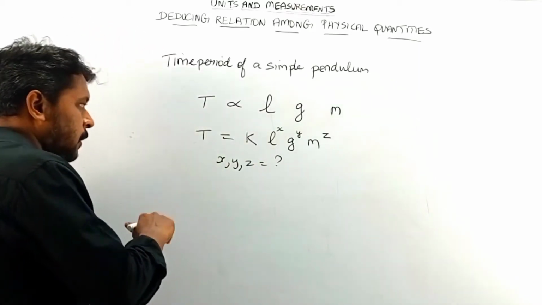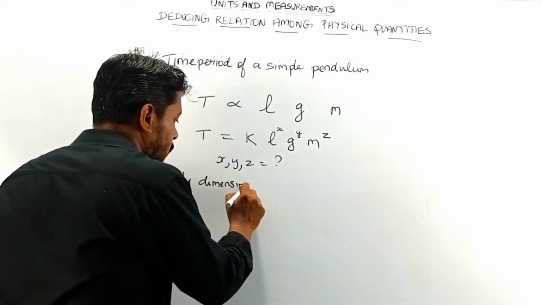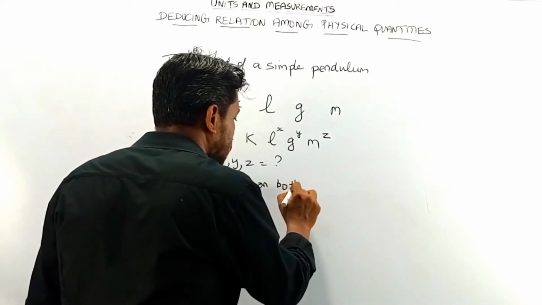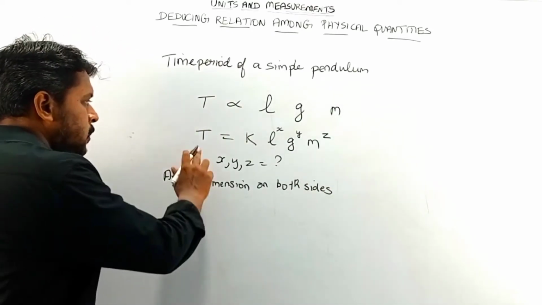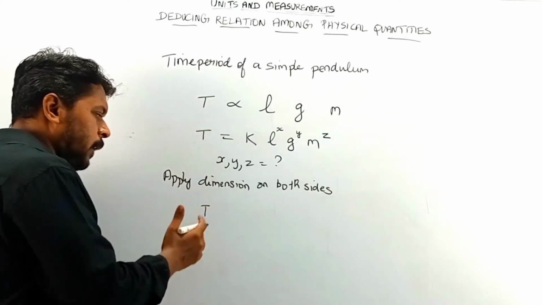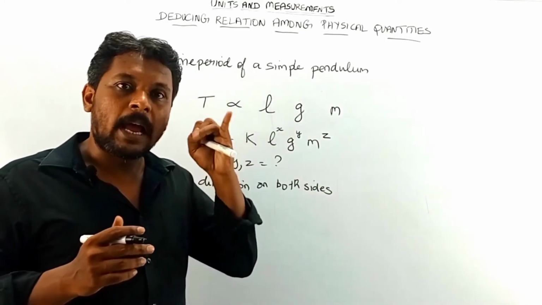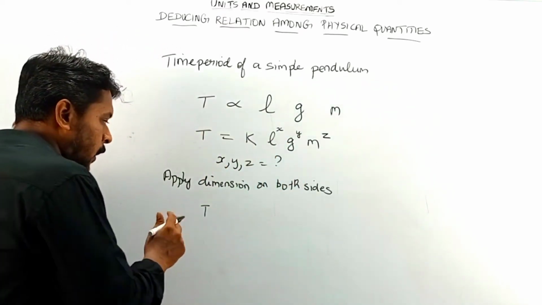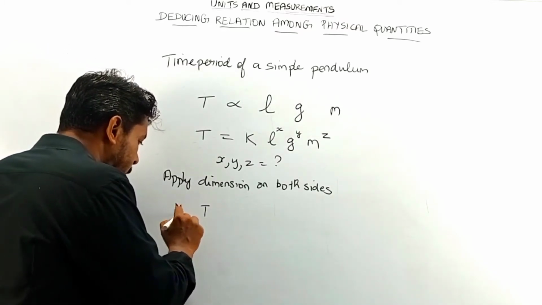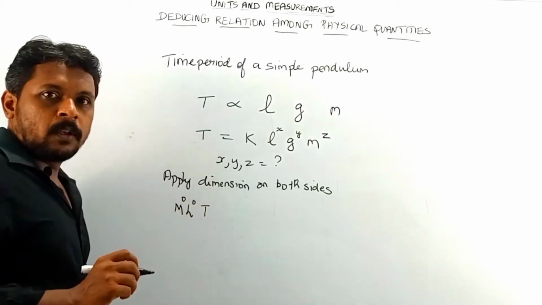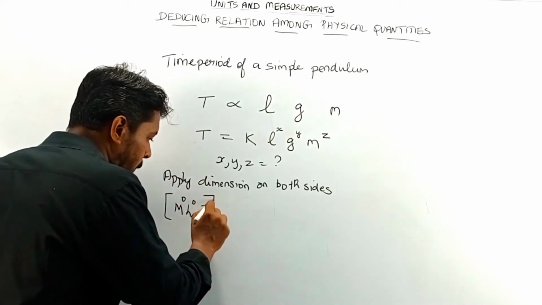So how to do it? Next step, I have to apply dimensions on both sides. What is the dimension of T here? It is only T. So in the LHS, we have to represent the dimensions of these three terms, that is M, L and T. I have only T here. How to write the M and L? I can write it as M to the power 0 and L to the power 0, because anything to the power 0 is 1. So I can write the values of M and L in this format.